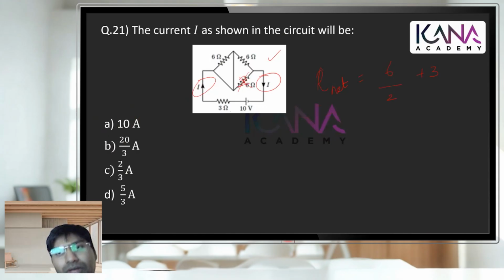Yeah, so one of the 6 ohms will get cancelled, right? Another 6 and 6 ohms will be in parallel. So it is 6 by 2 plus this is in series. So it is 6 by 2 plus 3. So 6 ohms is the net resistance. And I will be V by R. V is 10 and R is 6. It will be 5 by 3 amperes. Okay. Next question.